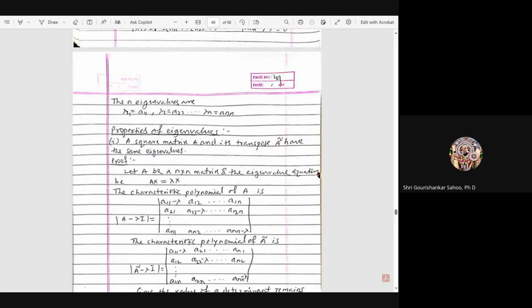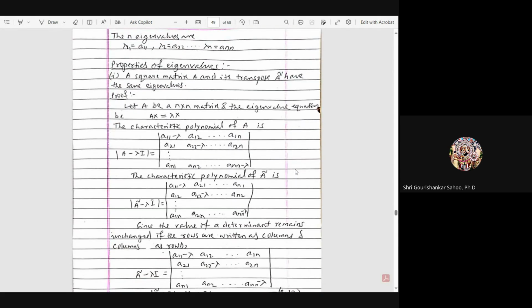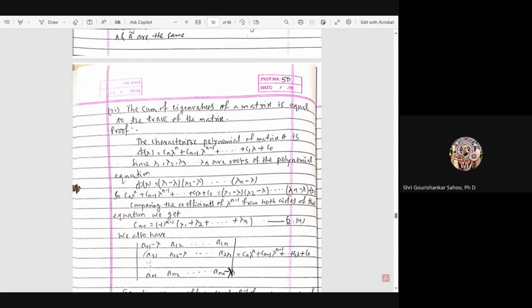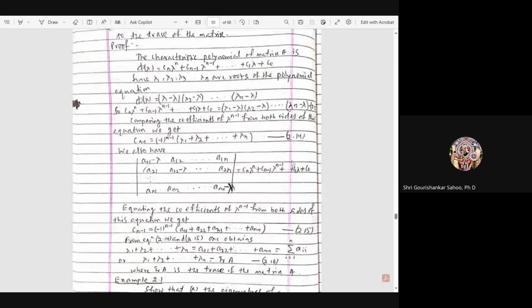Then eigenvalues of a diagonal matrix. In a diagonal matrix, only diagonal terms exist and all other terms you cannot find. Properties of eigenvalues: a square matrix A and its transpose have the same eigenvalues, and the proof is shown on the screen. The sum of eigenvalues of a matrix is equal to the trace of the matrix.